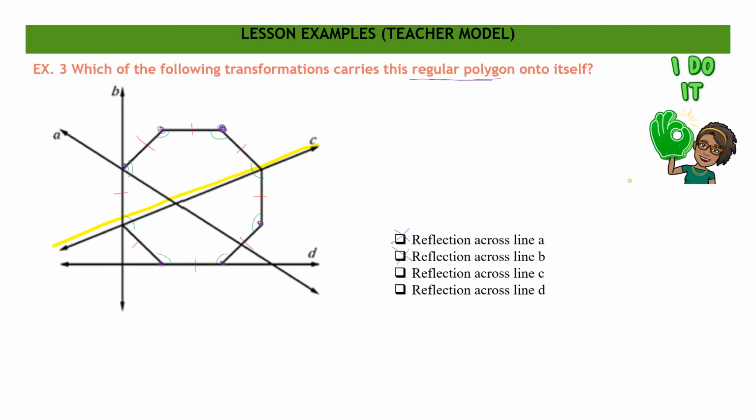So it looks like we have a candidate. If I folded this along this line, yes, it would carry it back onto itself. It would match up perfectly. So yes, the reflection across line C would carry this regular polygon onto itself. And once again, if I looked at D, D wouldn't work because all D would do is take this polygon and just flip it to the other side. So we know that's incorrect. So D is eliminated. So C here, let's go ahead and highlight it, would be our correct answer.